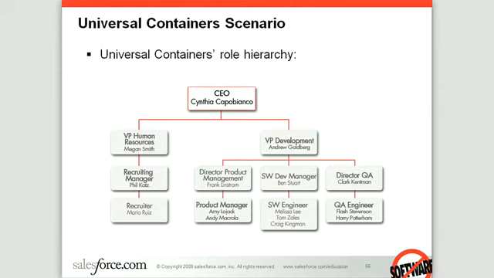If we take a look at Universal Containers, these are all our users. There are really two departments for the most part: human resources and development. Development rolls up into three groups, and then both of those departments ultimately report up to Cynthia, our CEO. Okay. All right.